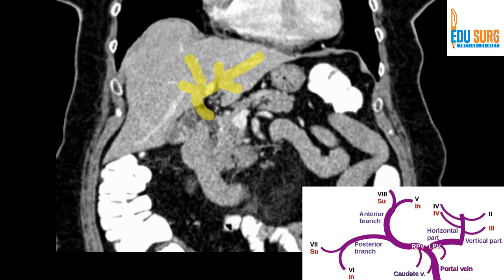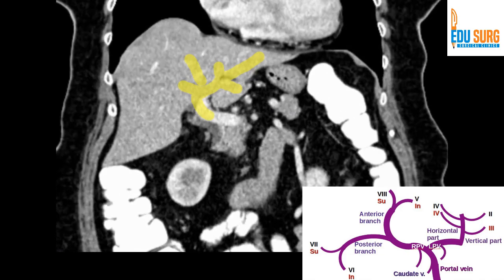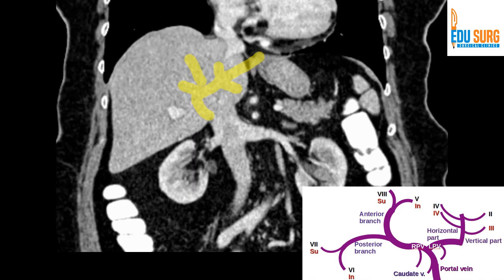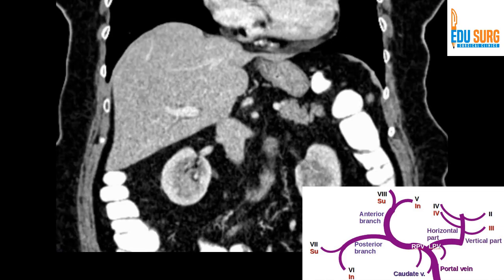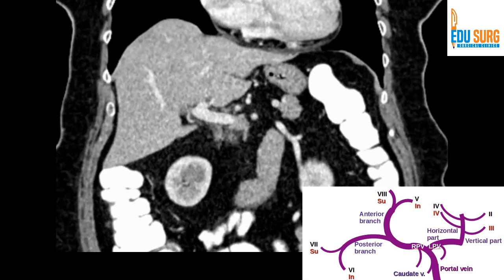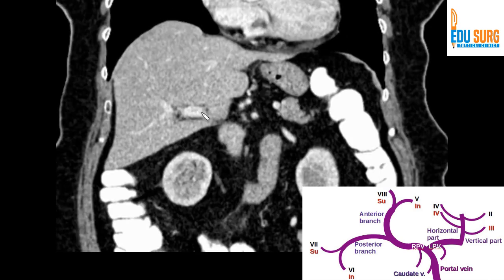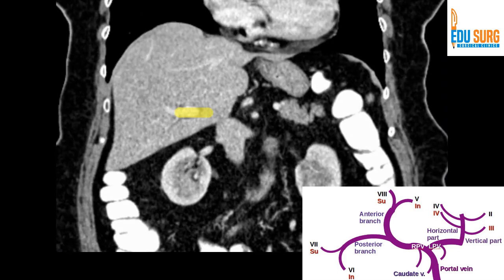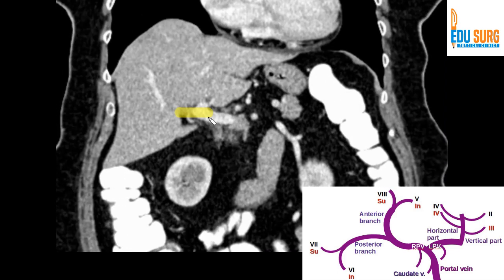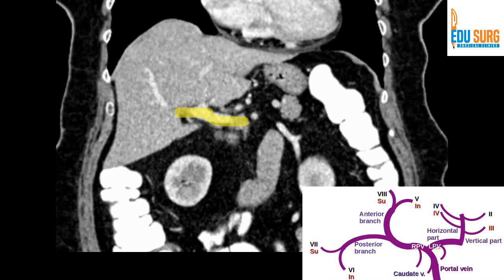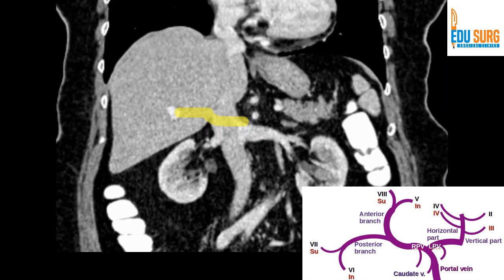The branches towards the left are branches to segment 2 and 3, and the branches towards the right are to segment 4. Now tracing the right branch of the portal vein, right? That is the right branch of the portal vein. Okay, this is the portal vein. So right branch of the portal vein.